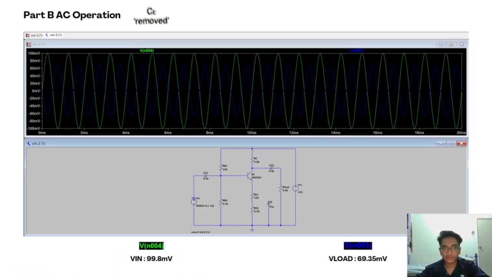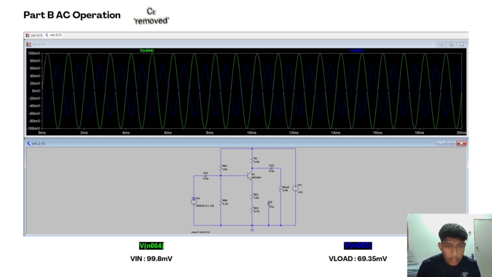Now my friend Franco would like to present. Assalamualaikum warahmatullahi wabarakatuh. My name is Muhammad Fakhrul Razami and my matric number is 2310911144. I will discuss part B for AC operation, where the circuit is CE removed.